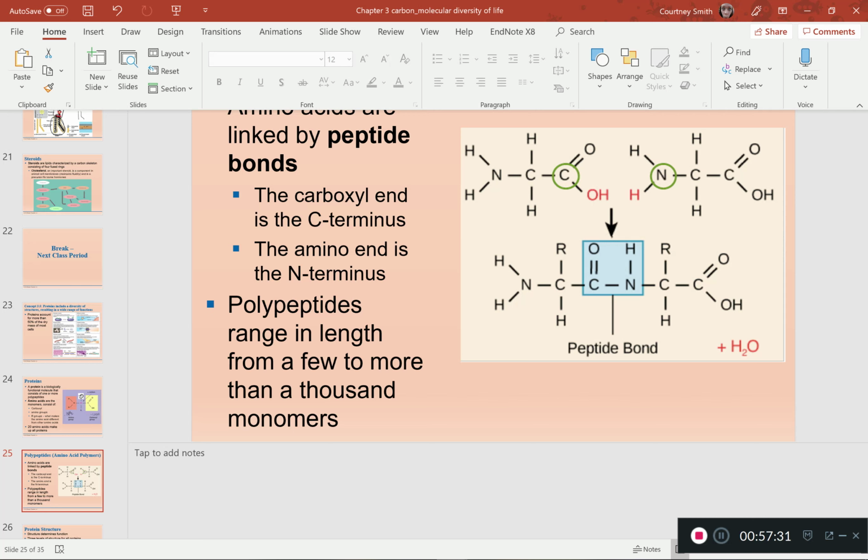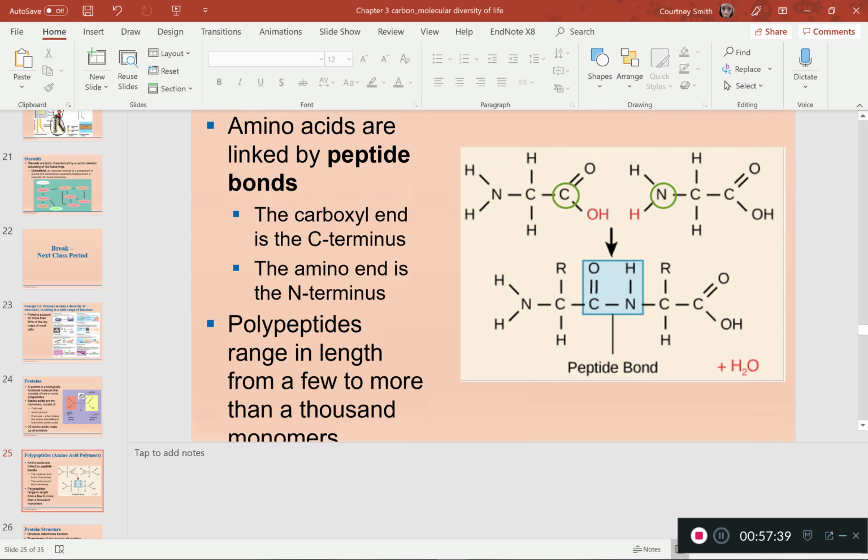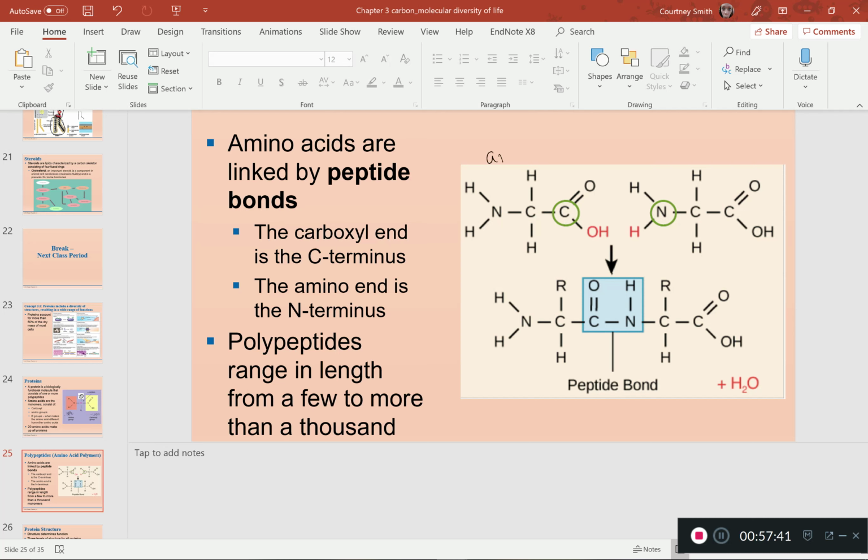And then in order to make an amino acid chain, we have to have 2 amino acids. So these are 2 separate amino acids. This is 1 amino acid, and this is another amino acid. So what will happen is that on one end, the amino group on one of them will interact with the carboxyl group on the other side.